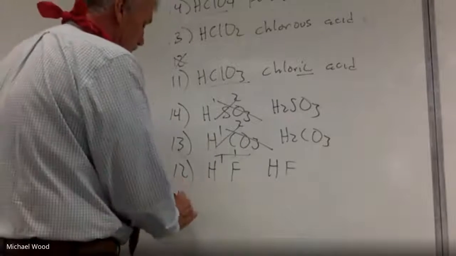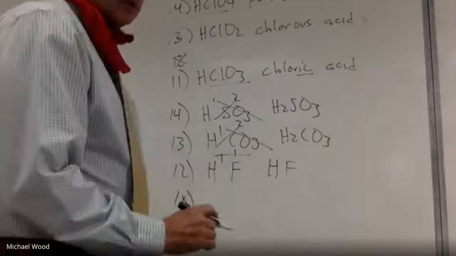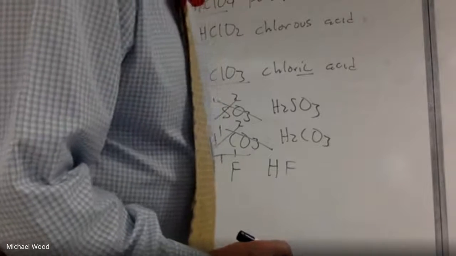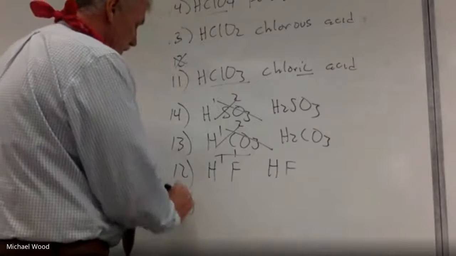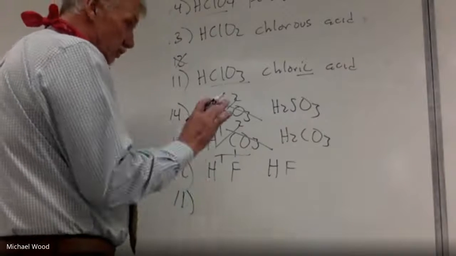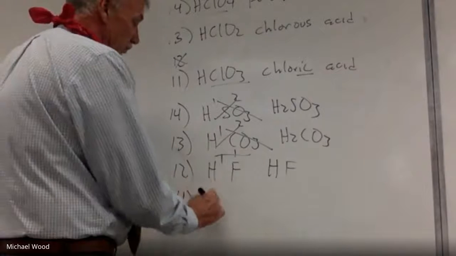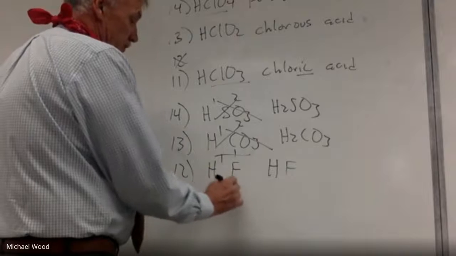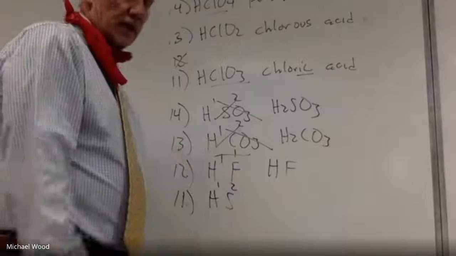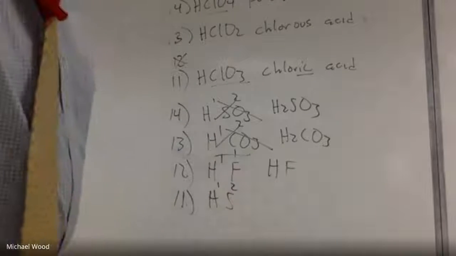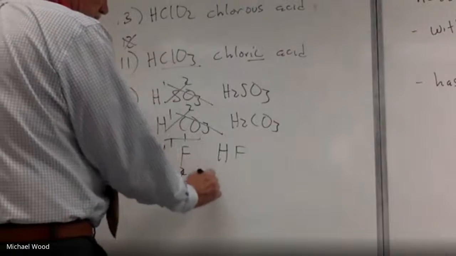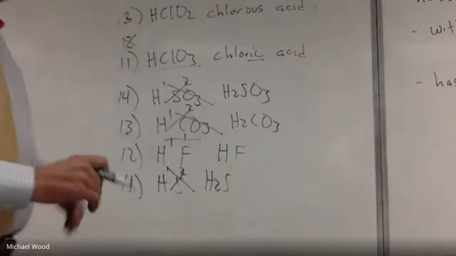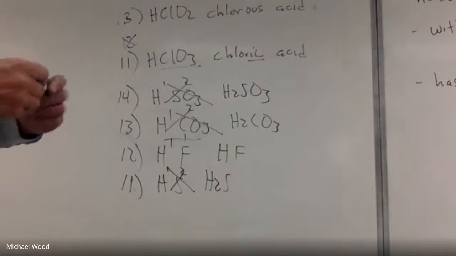Number 10, phosphoric acid. Or I'm sorry, number 11, hydro means there's no oxygen, so hydrosulfuric. That means this does not have oxygen. If I look up the charges, hydrogen's 1, sulfur's 2, so if I cross that over, I get H2S. Okay, so you can kind of see how those work.